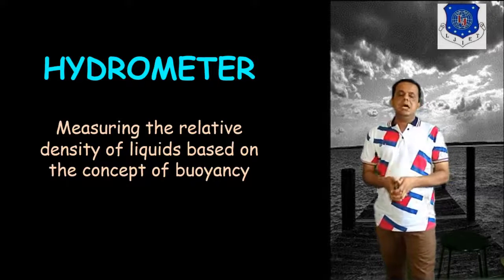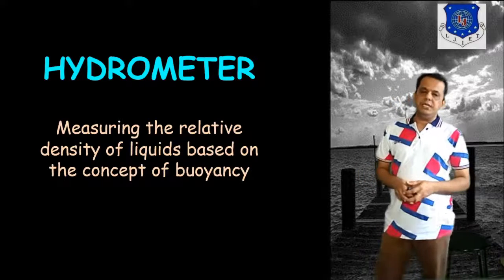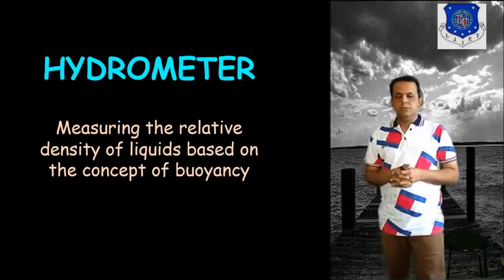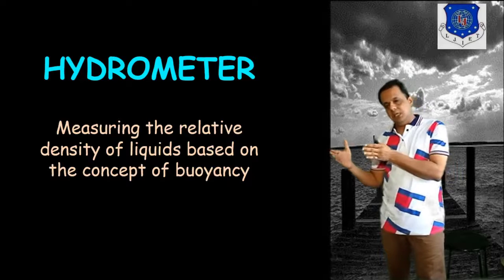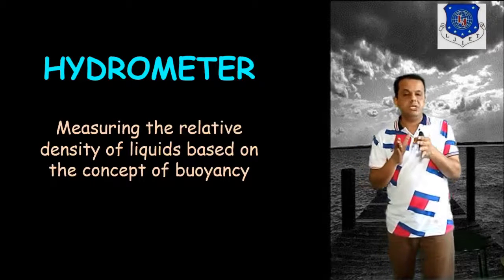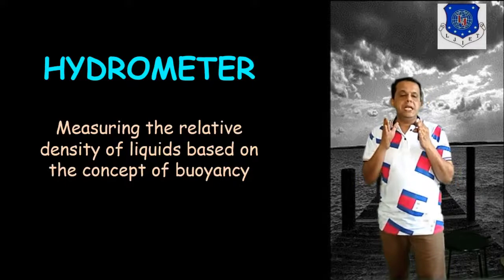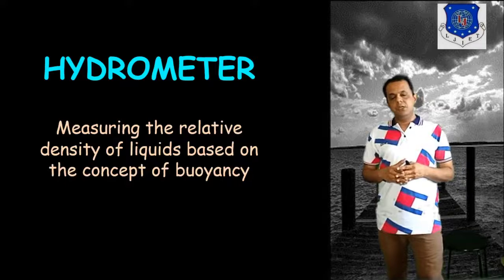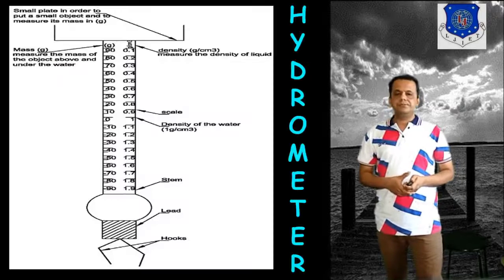The next is hydrometer. Hydrometer, obviously, it talks about the water. So hydrometer is another version. Say we are not talking about the humidity or moisture here. We are talking about the relative density of liquids based on the concept of buoyancy. So let us see what that is.